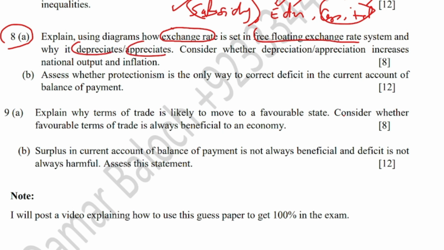Exchange rate is the price of a currency in terms of another currency, and a free floating exchange rate system is a system in which the price of a currency against other currencies is set through the free forces of demand and supply of that currency. And then you have to move to why it depreciates. You can make the basic graph of exchange for a free floating exchange rate system as well. So the graph looks like this.